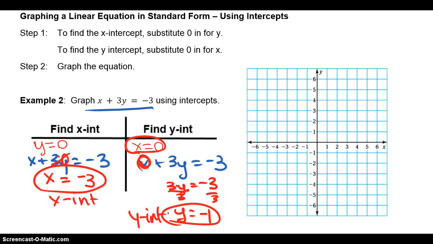So I go over to the graph. The x-intercept is where it crosses the x-axis at x equals -3, 1, 2, 3. The y-intercept is where it crosses the y-axis right here at -1. 2 points make a line, so I can take my straight edge, I draw a line, use arrows to extend, and that's it.